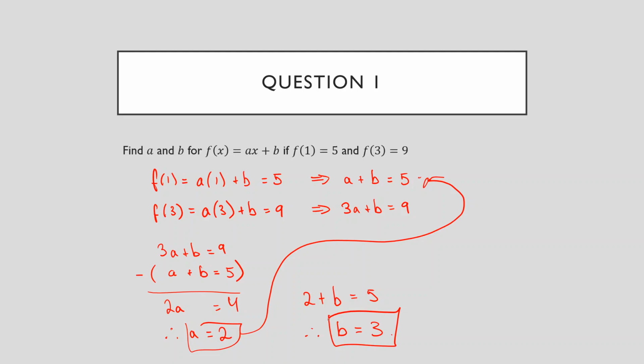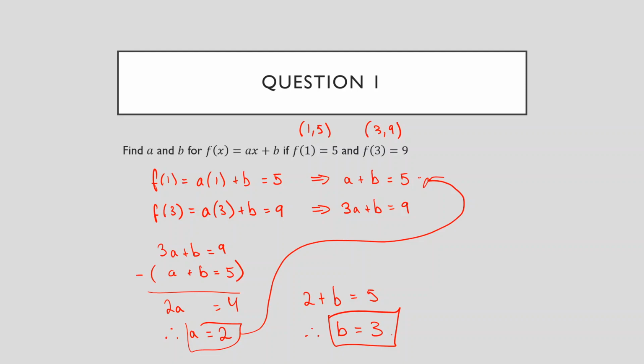There you go. Done. That's a very common type of question: working out specific values of your coefficients or terms in your function based on information, such as some coordinates. What the question is saying is that the function goes through the point (1, 5) and the point (3, 9). You could work it out another way.